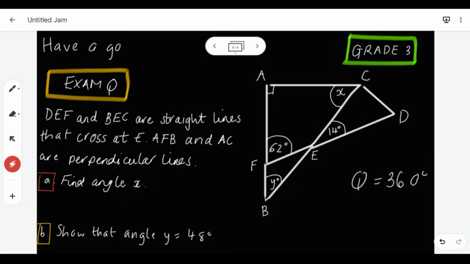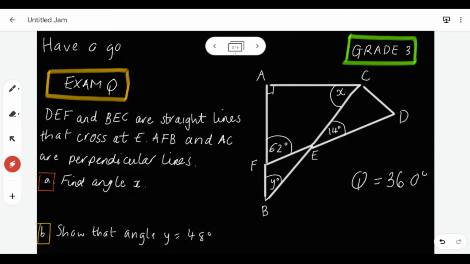Now, we know that these are opposite angles. So if that's 14, then this will also be 14. We also know that angles around a point add up to 360. So we take away 14 plus 14, which is 28, from 360. And then the remaining will be these two angles, and then we'll divide that value by 2.